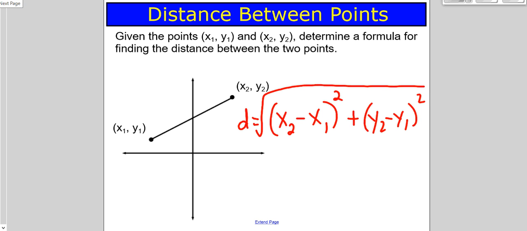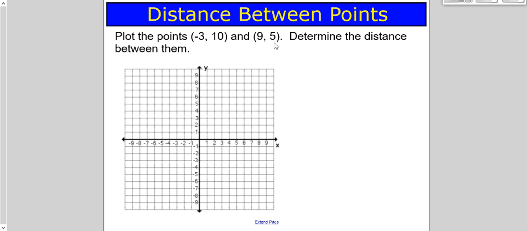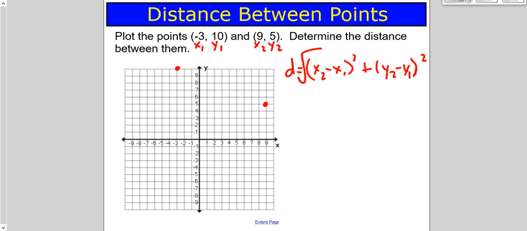So let's give it a try. Plot the points and then determine the distance between them. So -3 and 10 is up here, and 9 and 5 is right here. So I'm looking for this distance between these two lines. So this is x1, y1. This is x2, y2. And I'm going to use my distance formula. So x2 minus x1 squared plus y2 minus y1 squared, and then take the square root.